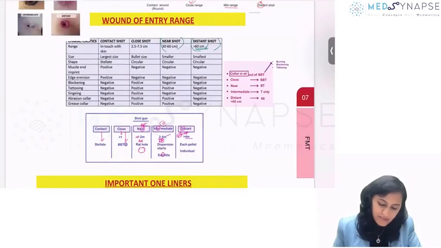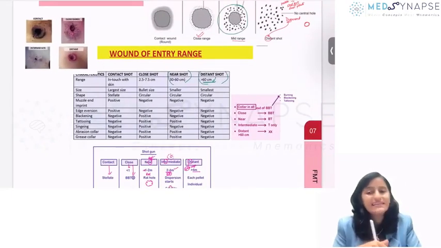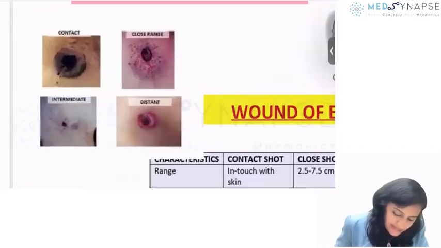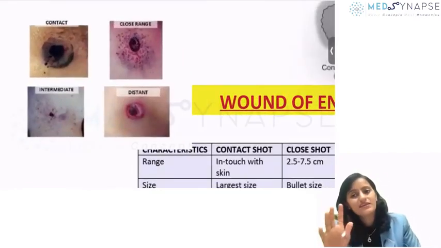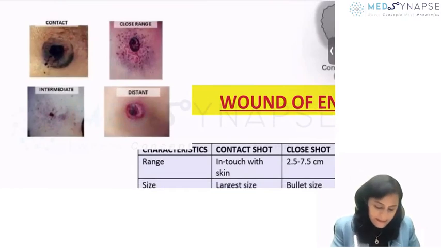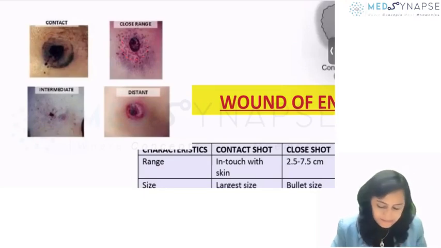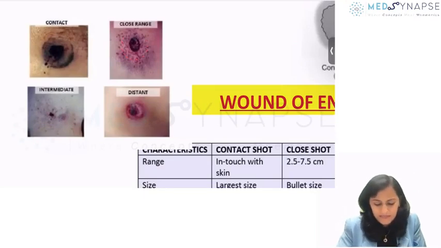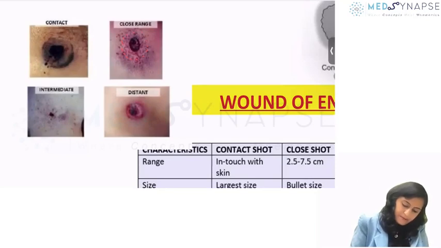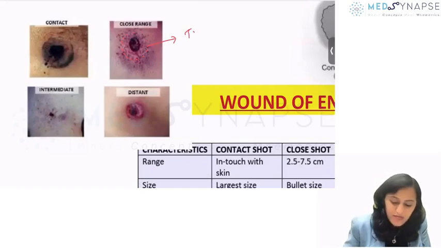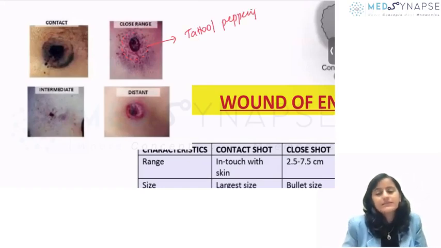Out of this, the most frequently asked one here, the satellite one comes very commonly. Look at this image here. These images are not there in the book, so just have a look here. When in the rifle one, you are given this appearance here. What is this appearance? This peppering, this is called as what? This is called tattooing, which is also called peppering, right?